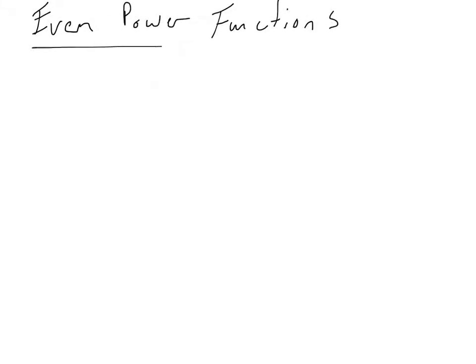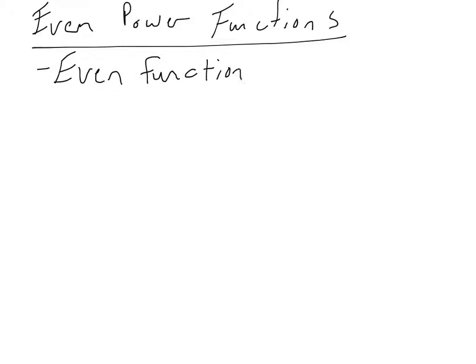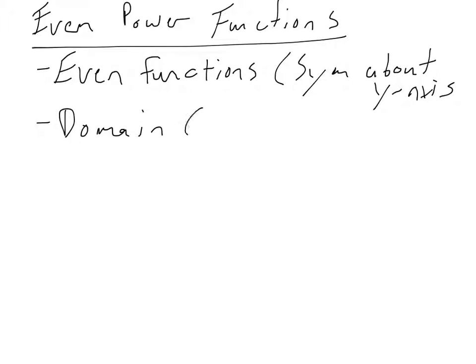So let's go ahead and summarize that. So for even power functions, they are even functions, and this is where that whole name came from. They're even functions, and that means they're symmetric about the y-axis. The domain is always negative infinity to infinity, and the range is always inclusive of 0, to infinity.